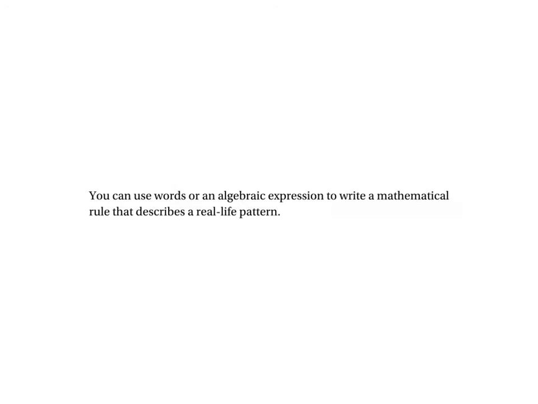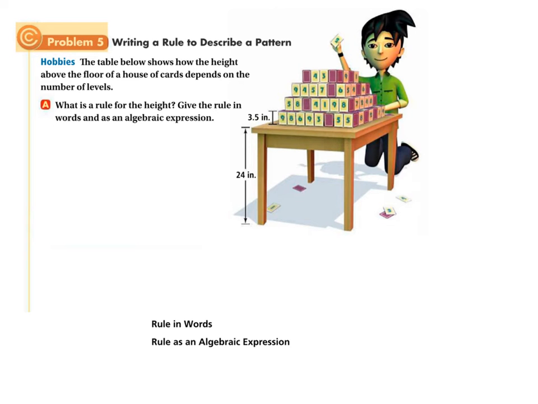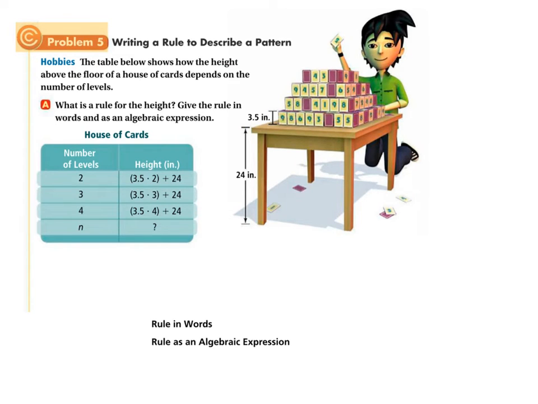All right, so here we're going to use words or some algebraic expression, and we're going to write a mathematical rule for real-life patterns. You'll see what we're talking about in just a second. So here our little character is building a house of cards, and we can see that the table is 24 inches high, and then each level is going to add to the total height of this structure an additional 3.5 inches. Now it says the table below, which is this table right here, shows how the height above the floor of a house of cards depends on the number of levels.